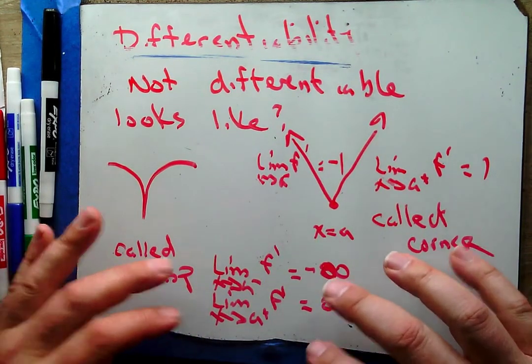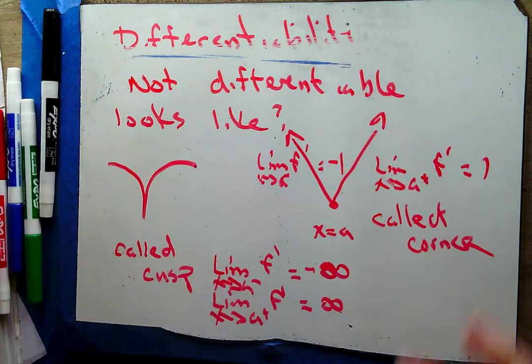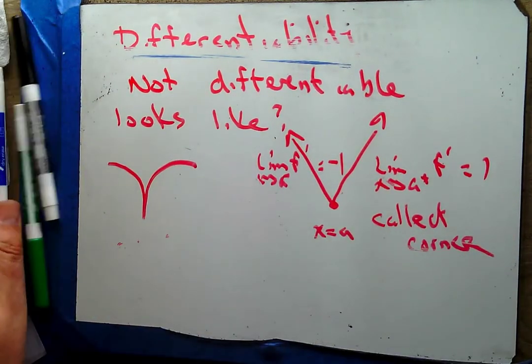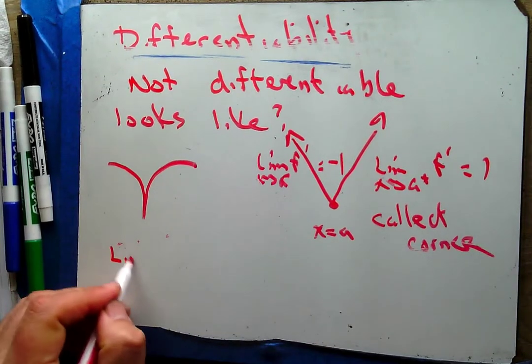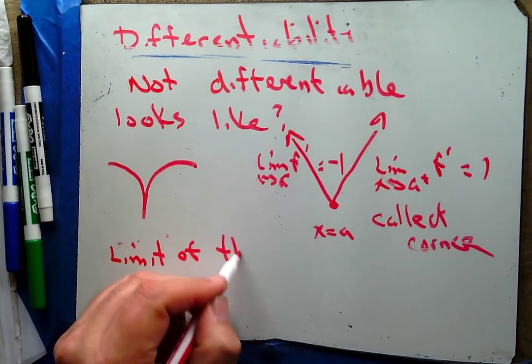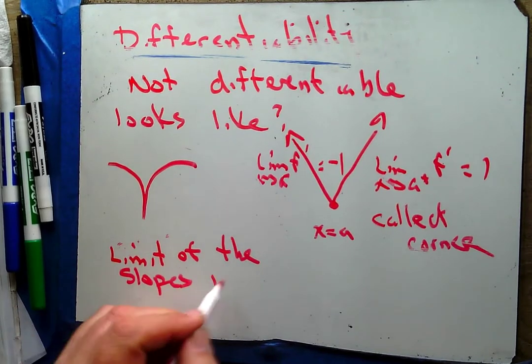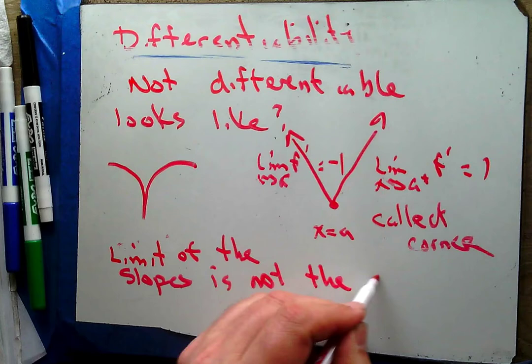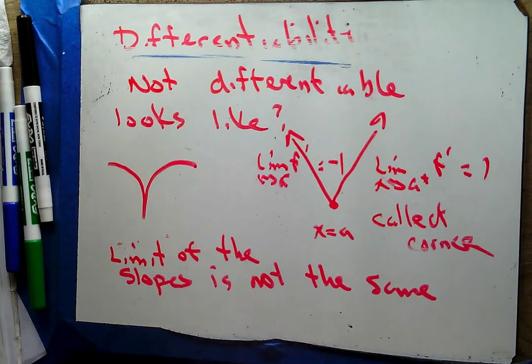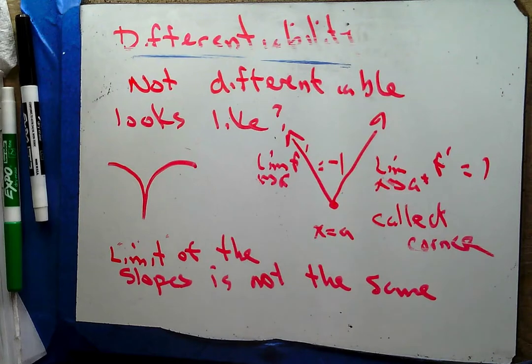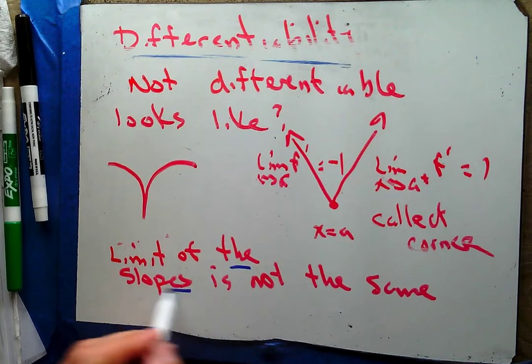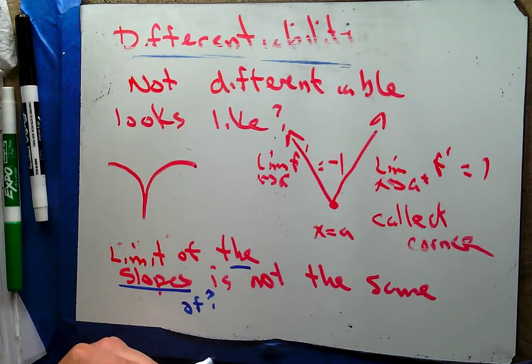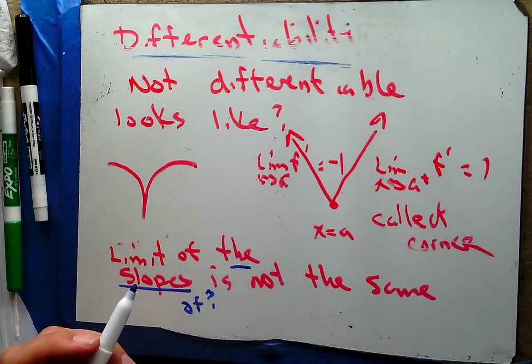We need to see the limit of the slopes from both sides is not the same. In fact, if you didn't want to say this notation, you could say the limit of the slopes is not the same. Wait a minute, there's a lot of imprecision here. What the AP reader reads when you write this on your test is the slopes of what? The slopes of f, the slopes of f prime, the slopes of that giraffe's neck. What slope are we talking about?